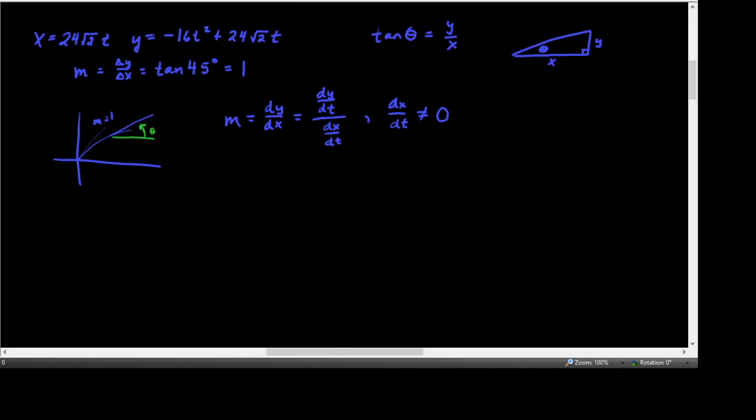Okay, so let's take this example up here and let's find dx dt. So I'm looking up there at the top, and down here I'm doing its derivative. And of course, the derivative of a constant times our variable is the constant. Remember, we're differentiating with respect to t. And then dy dt is negative 32 times t plus 24 square roots of 2.